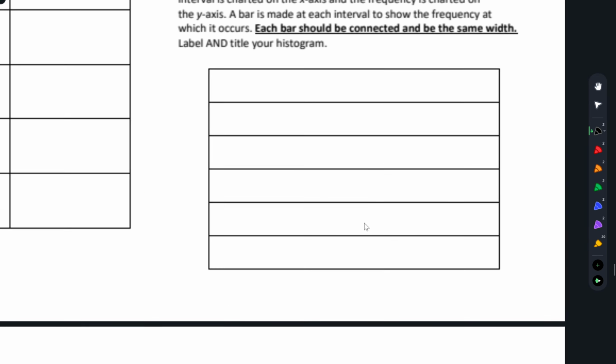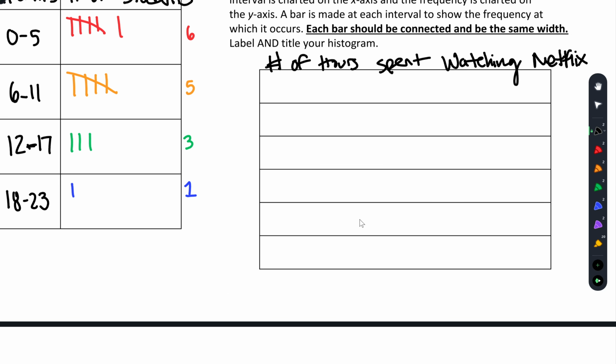All right, not only does my histogram need a title, it also needs labels on all of the sides. So on the bottom is where we're going to put our intervals, and our intervals are representing hours. I'm going to split this the best I can. I know I need 4 of them, so I'm going to split it into 4 equal pieces here. And I'm going to label 0 to 5 hours, 6 to 11 hours, 12 to 17 hours, and 18 to 23 hours.